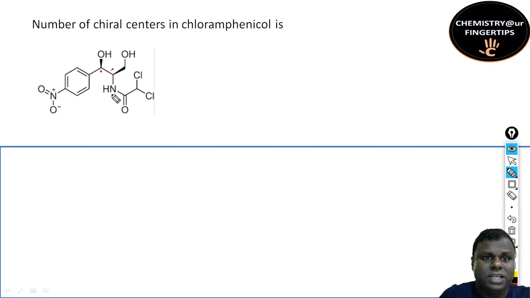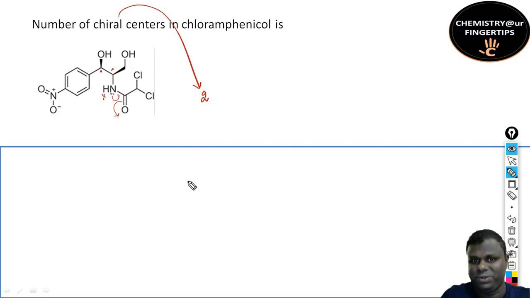But you already know this nitrogen can also be chiral, provided that there was no conjugation. If you could see here, the lone pair is in conjugation with the double bond, as a result of which, in this case, this nitrogen is not chiral. So the number of chiral centers in this molecule is 2 and not 3. Okay, so this is basically the correct answer.